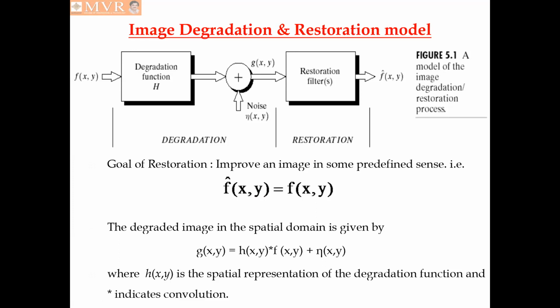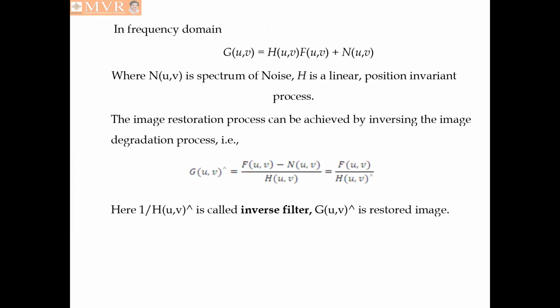The degraded image in the spatial domain is g of x comma y, which is equal to h of x comma y convolved with f of x comma y plus eta of x comma y, where h of x comma y is the spatial representation of the degradation function, and the star indicates convolution.